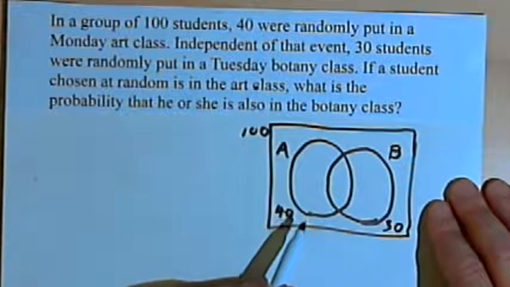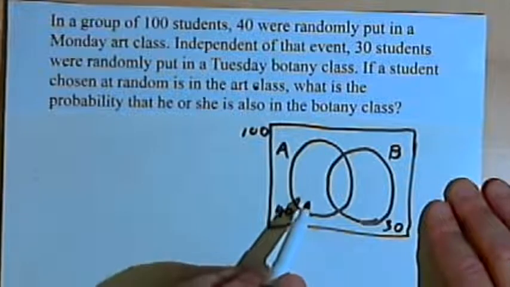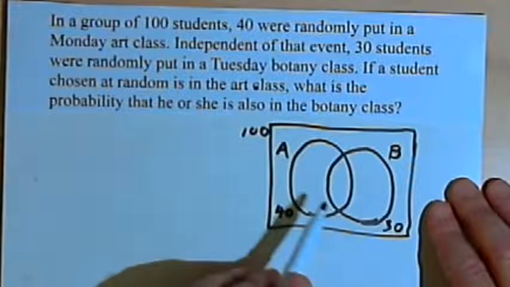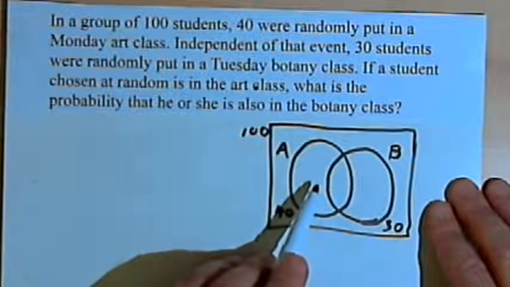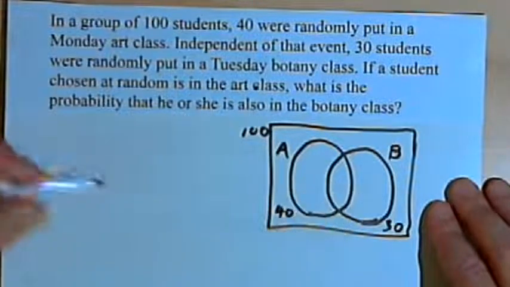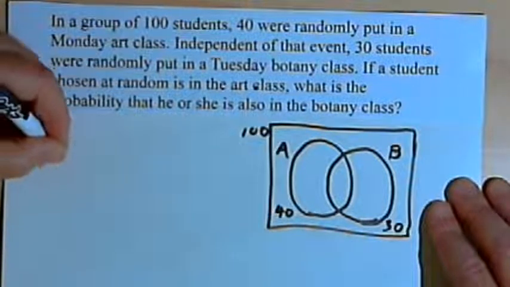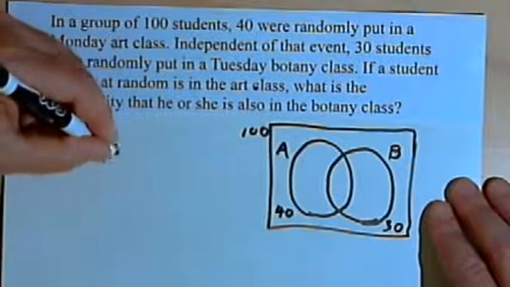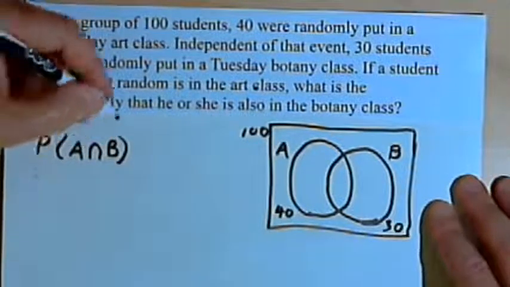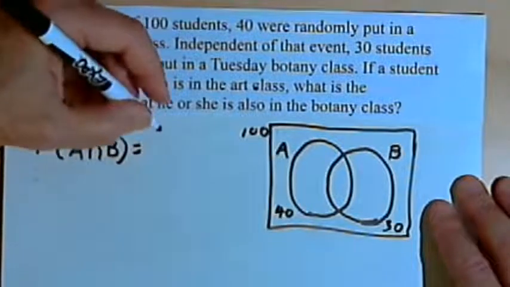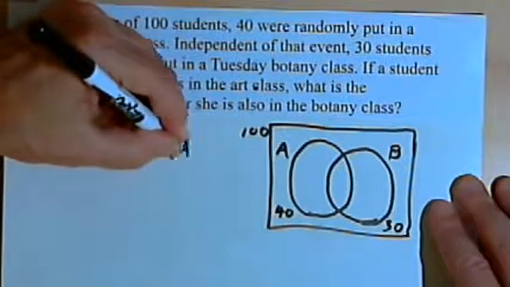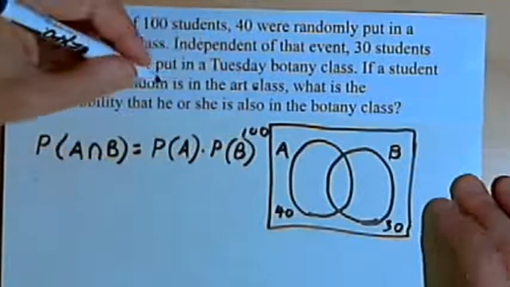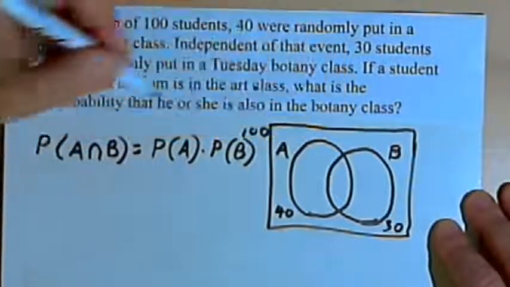These students were chosen at random. It's not like the students in the art class decided they would also take botany. So we can just figure out what the probability is that a student is taking both. Well, the probability that a student is in art and botany, the probability of the intersection of A and B, is just the probability of A times the probability of B, because these are basically two independent events.